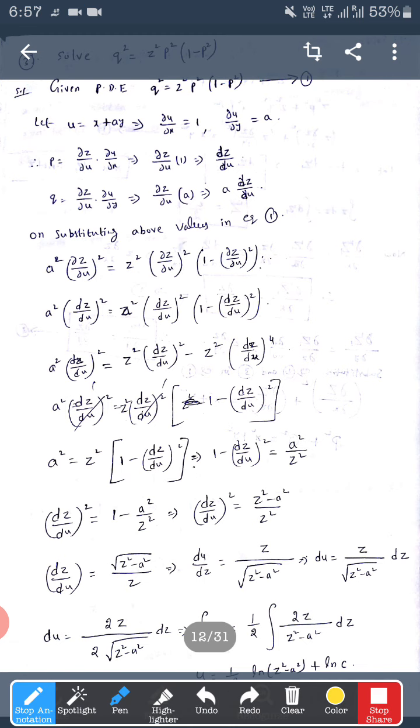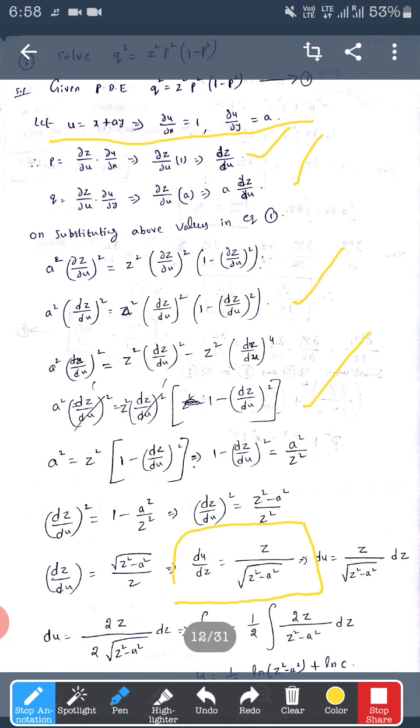Coming to the third example, here also same. We are assuming u is equal to x plus ay, p is equal to dz by du, and q is equal to a into dz by du. Here itself I am writing partial derivatives as ordinary differential equations. So after substituting, we will get this type of equation.